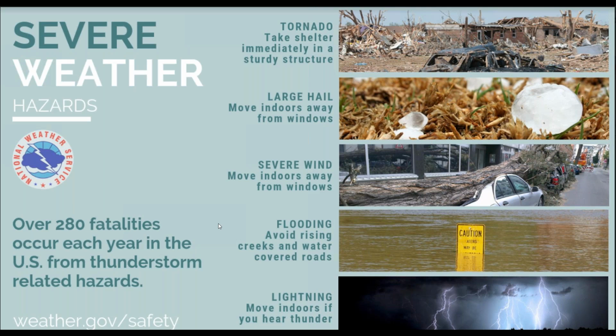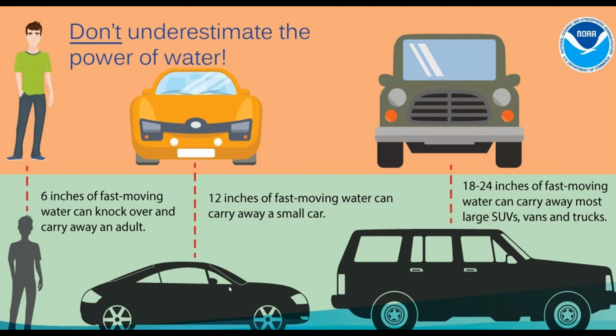The biggest thing with flooding is to avoid rising creeks and water-covered roads. About 2/3 of all flood-related fatalities occur from people wading into floodwaters, whether that be walking or driving. So about 280 of those weather fatalities, remember we mentioned the number of 500, so a little over half, occur each year from any of these thunderstorm-related hazards.